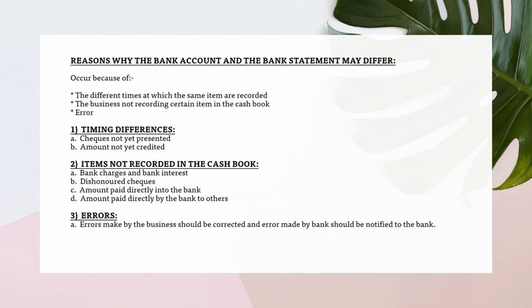Okay, so the next one is the business not recording certain items in the cash book. You might not record it in the cash book, but actually you already paid your trade payable. So some errors might happen. There is no bank charge but you put it as a bank charge, or there is a bank charge but you didn't record it. So there is an error.